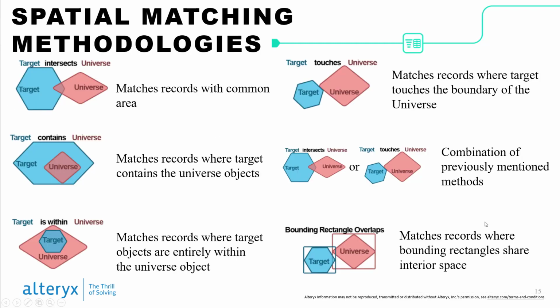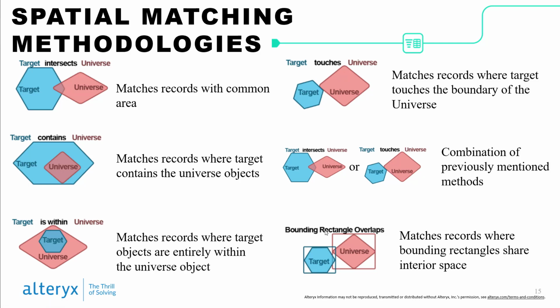But if you want to know more, this is straight out of our help menu. Then you can see it there. But these are all the options. You can choose if the target intersects the universe, and this is what it would look like for 2 spatial objects. Target contains the universe, target is within universe, so on and so forth. I don't want to read this off to everybody, but they'll get the idea.